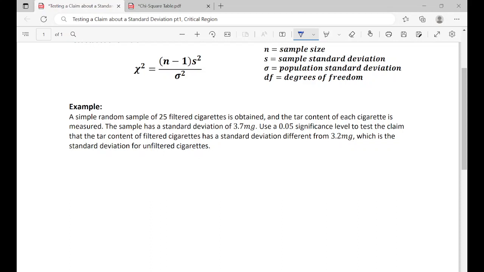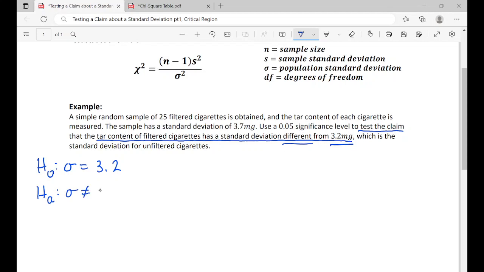So the first thing we're going to do is write out our hypothesis test. Our null hypothesis, since we're dealing with standard deviation, we use sigma equals, and we go to what the claim is. The claim says the tar content of filtered cigarettes has a standard deviation different from 3.2. So sigma equals 3.2, and in the alternative, since it's different, sigma is not equal to 3.2.